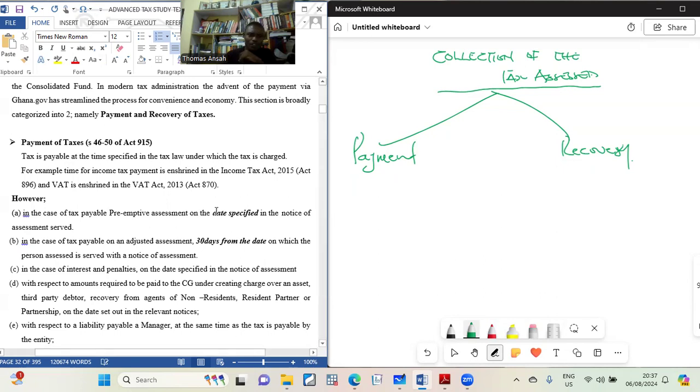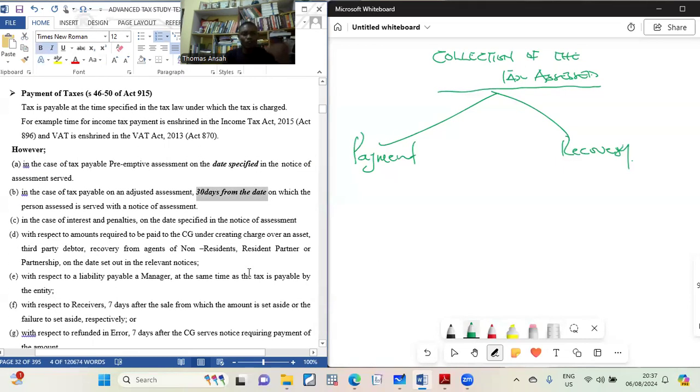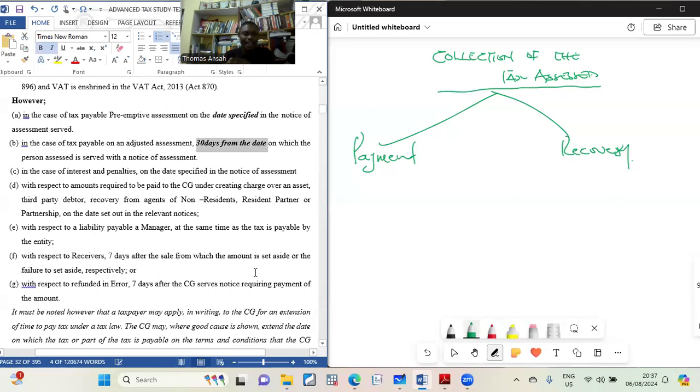So for preemptive, the date for the payment of tax will be the date specified on the notice. And for an adjusted assessment, it is 30 days from the day you were served with the adjusted notice. In the case of interest and penalties, the specified date is given to you too. So each one has its own time. In respect of receivers, it is 7 days from the sale of.